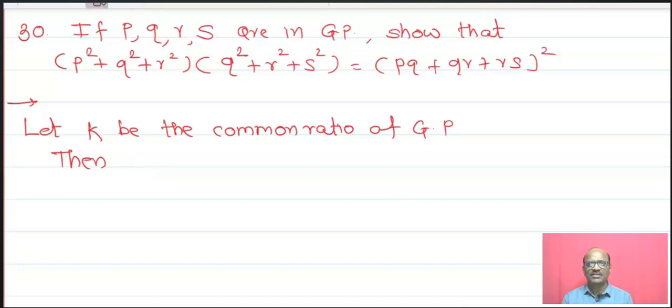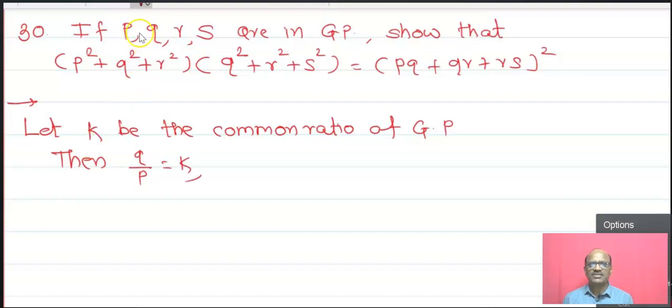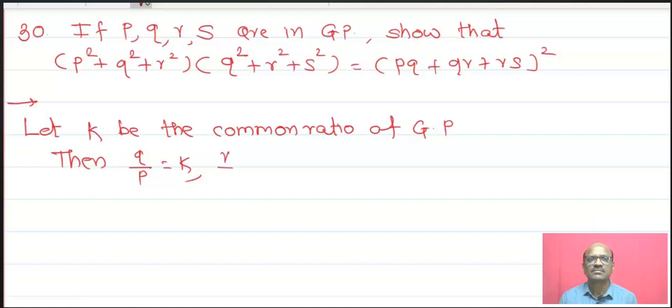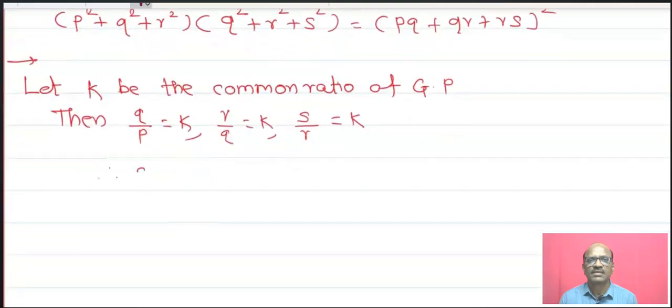Then Q upon P is equal to K. Now see this, P, Q, R, S are in GP, therefore Q upon P is equal to K, R upon Q is equal to K, S upon R is equal to K. Now see this, Q is equal to PK, R is equal to QK, S is equal to RK.